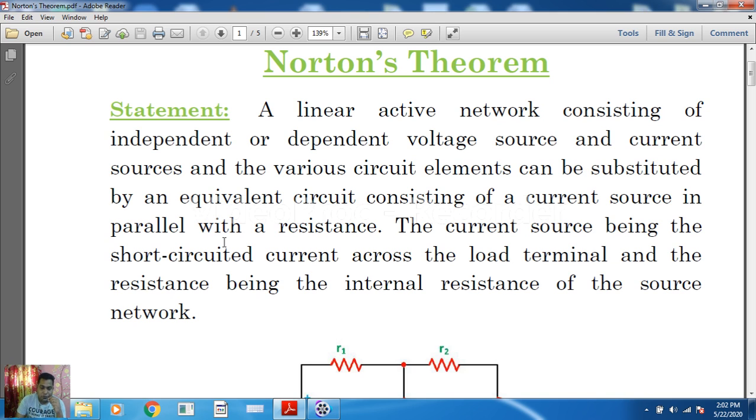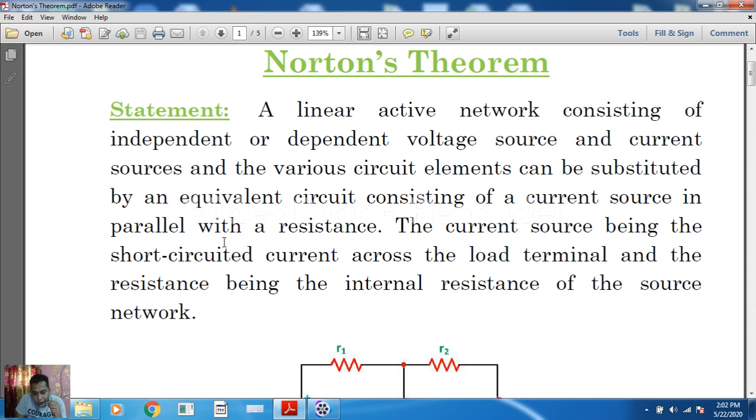When we discuss the voltage equivalent theorem, that means Thevenin's theorem, initially we disconnected the load resistance, removed it from the circuit, made the terminal open, and found the open terminal voltage. But here it is a current equivalent theorem. That means we have to find out some current. Now the point is how we can find out the current.